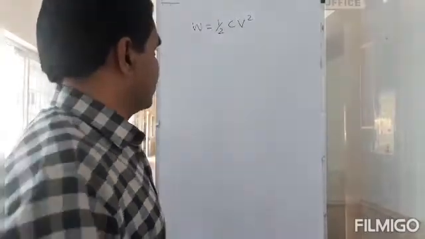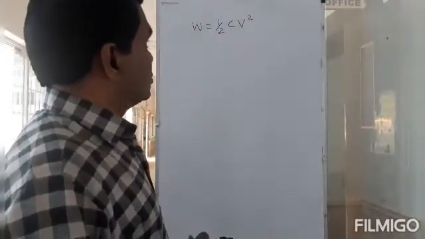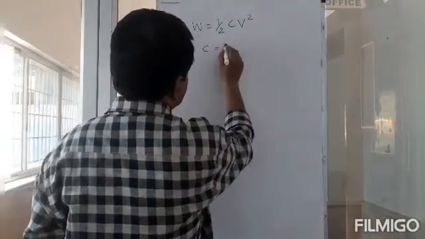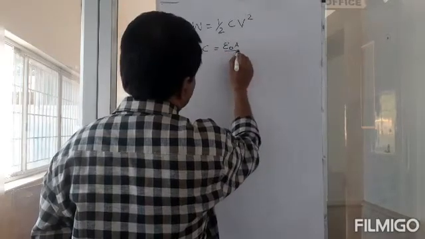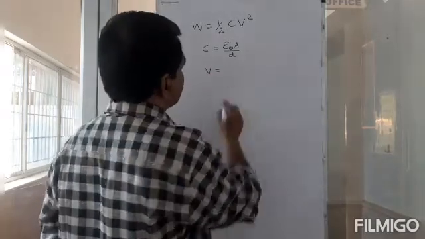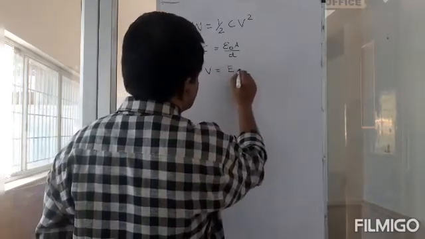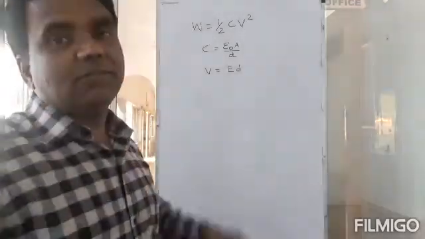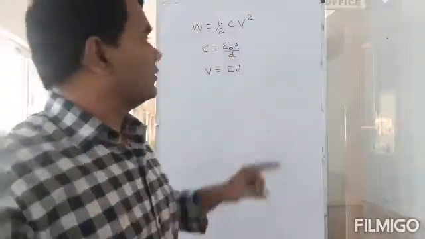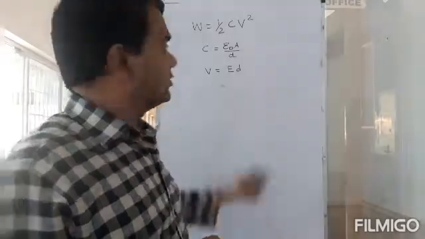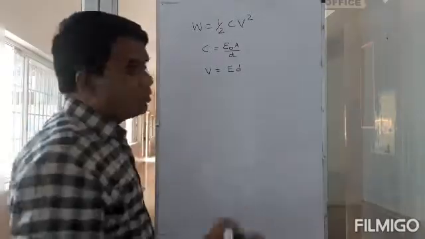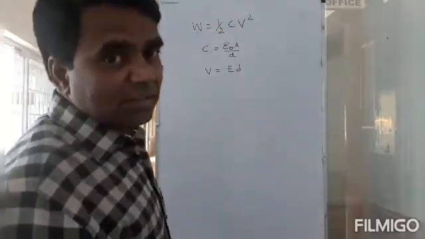So we take this expression and then let's try to do something here. Okay, so what is C? C is actually epsilon naught A by D. Okay, and then what is V? V can be written as E into D, the field inside the capacitor into the distance. Okay, that's work done per unit charge. So that's the potential difference between the two plates, E into D.